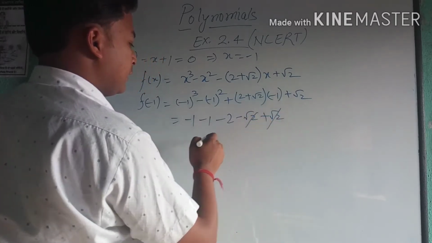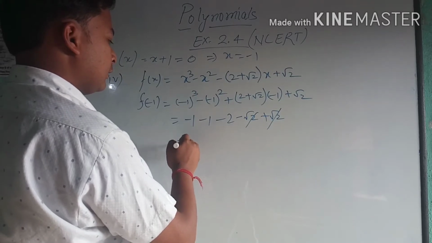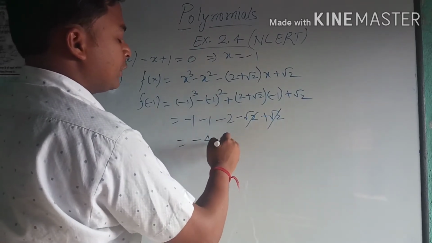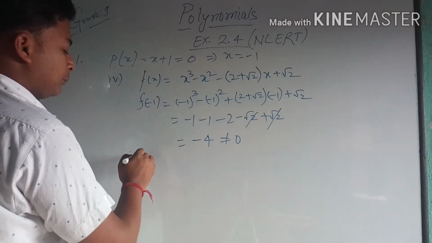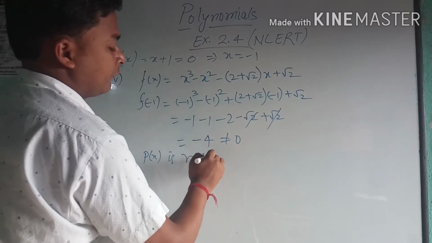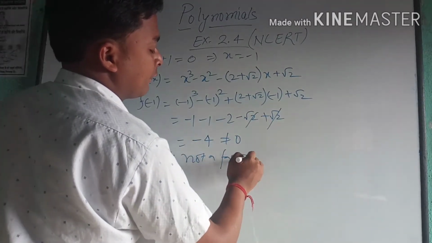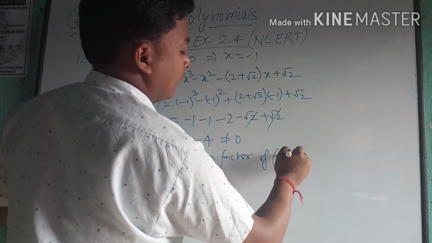So this part is cancelled, and this is minus 4, which is not equal to 0. So we can say that the given polynomial p(x) is not a factor of f(x).